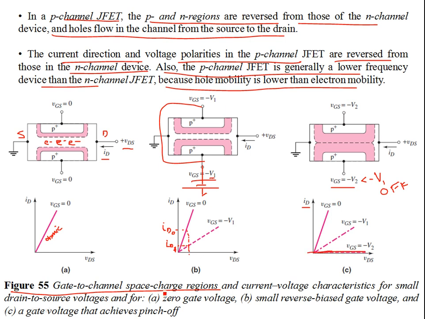So part A shows the 0 gate voltage over here. Then there's a small reverse bias gate voltage in part B, okay, minus V1. And then if you apply a still more negative gate voltage, the gate voltage achieves a pinch off. What is pinch off? Pinch off means the channel width has been reduced to 0, and there is no channel left. Okay, you have reverse biased the PN junction so much. This is the PN junction diode on either side. So the reverse biasing is large, so that there's no channel left. So there won't be any current. ID is 0.